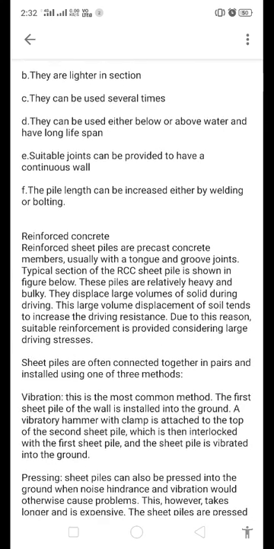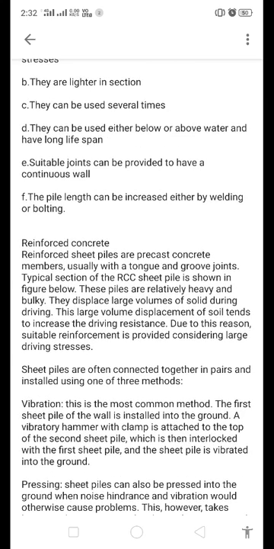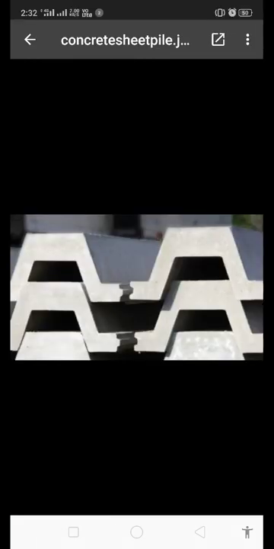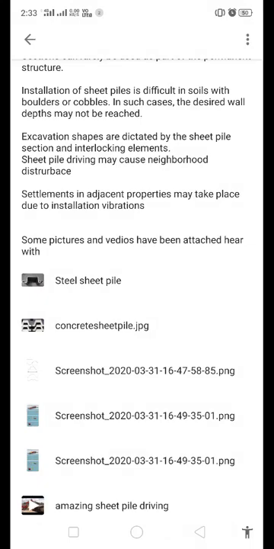Now, reinforced concrete sheet pile. Reinforced concrete sheet piles are precast concrete members, usually with a tongue and groove joint. A typical section of the RCC sheet pile is shown in the figure. Yes, this is the figure of a reinforced concrete sheet pile. Again, there will be a groove between two reinforced concrete sheet piles, so due to that groove they can have a joint.